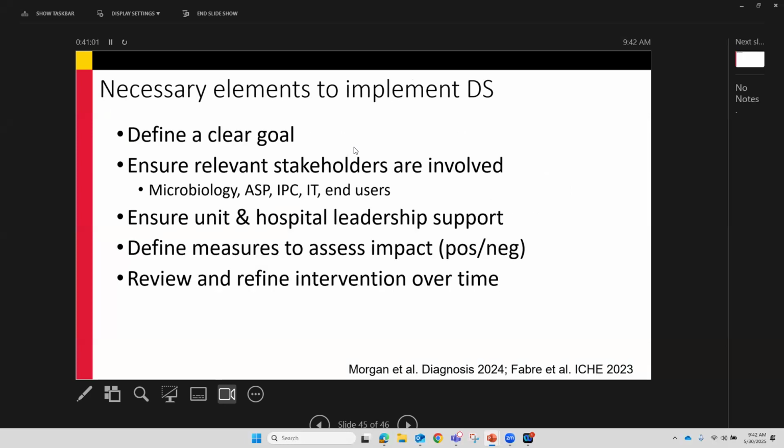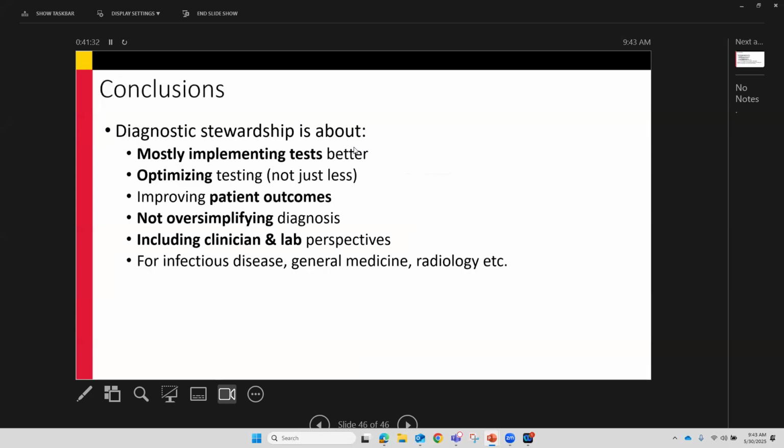And if you're trying to take on diagnostic stewardship, I think for people who found this interesting or would like to do something, I would encourage them to do this. And I think it's really about trying to define a clear goal, get the right stakeholders involved, ensure that unit and hospital leadership supports what you're doing. Define a measure, try to figure out if what you're trying to do is working, and figure out if there are any harms. Look at truly the impact on hospital care, and then review and refine that intervention over time.